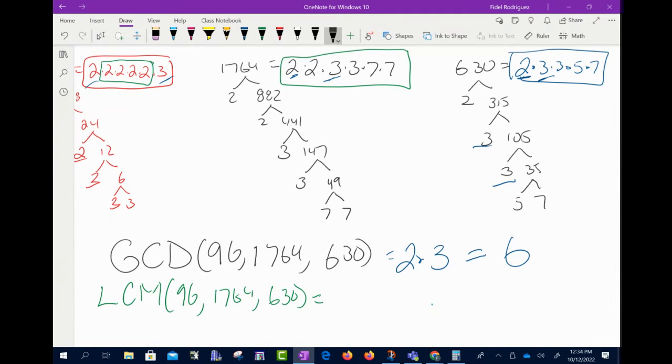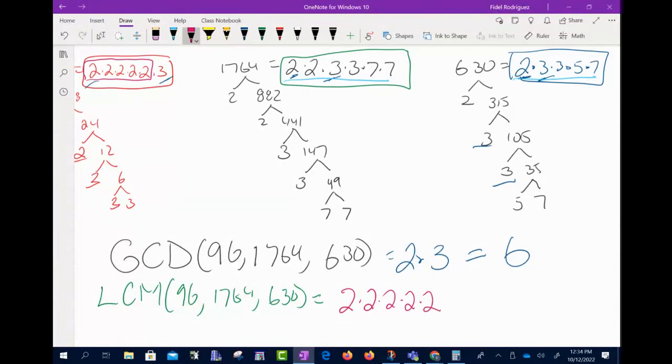When we're finding the least common multiple, I'm going to look at the 3 numbers that I have right here. I'm going to ask, which one has the most 2s? Which one up here has the most 2s? 96, right? How many 2s do I have total in this number? 5: 1, 2, 3, 4, and 5.